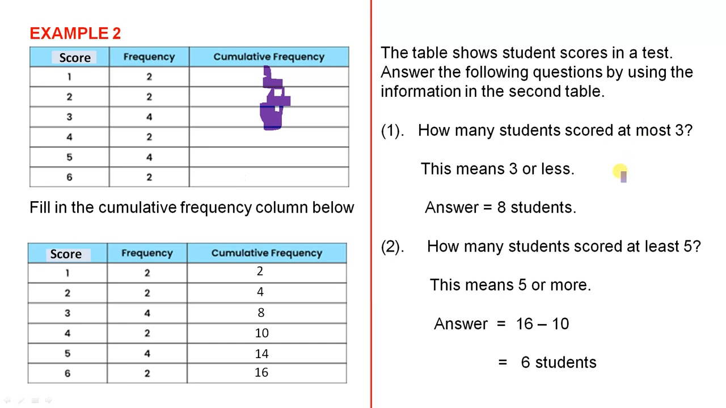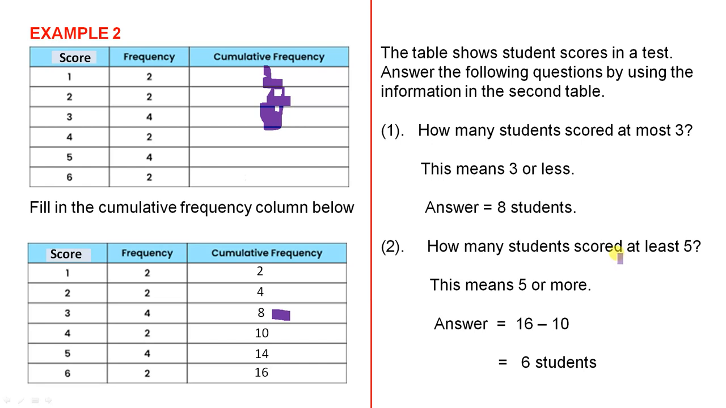Now, we can answer the questions. How many students scored at most 3? This means 3 or less. That means how many students scored 1, 2 or 3? There's the answer there, 8. You can read it straight off from the cumulative frequency column.